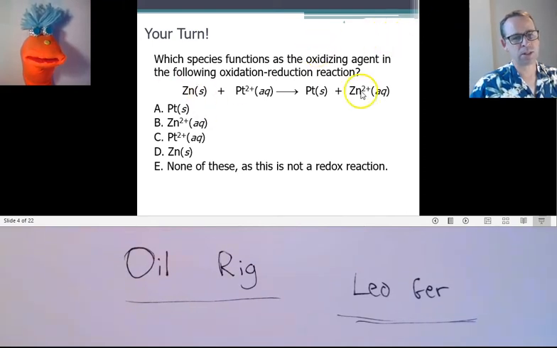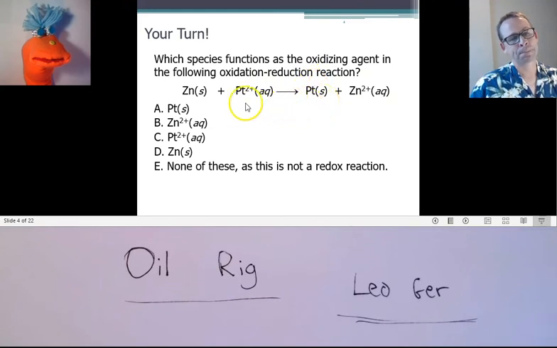So, zinc was oxidized. Does that mean platinum had to be reduced? I don't know if it has to be, but I can see that it is. Okay. And it does mean that it has to be, unless there was another zinc product over here. But because there's only one product, that means that the platinum ion is reduced to platinum metal.